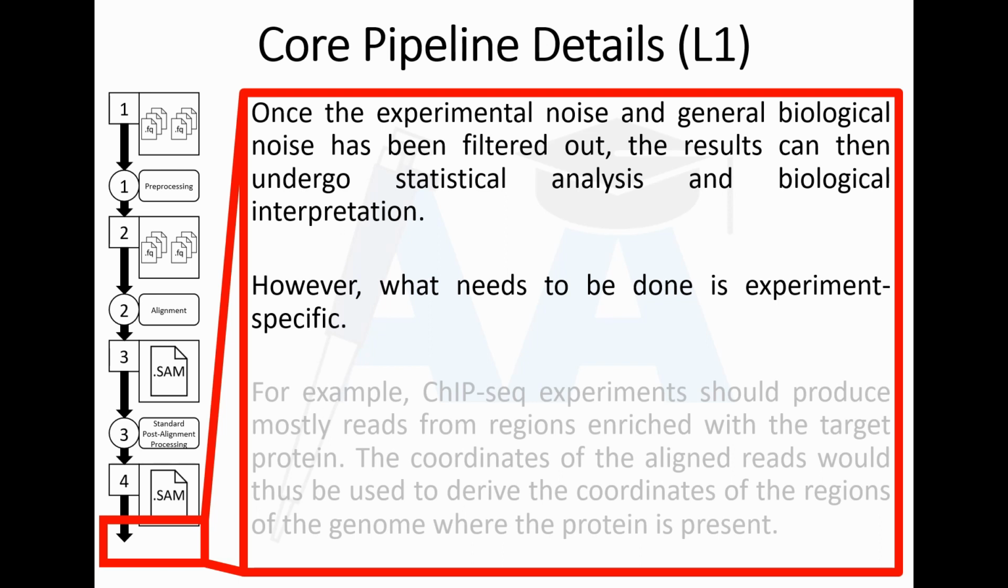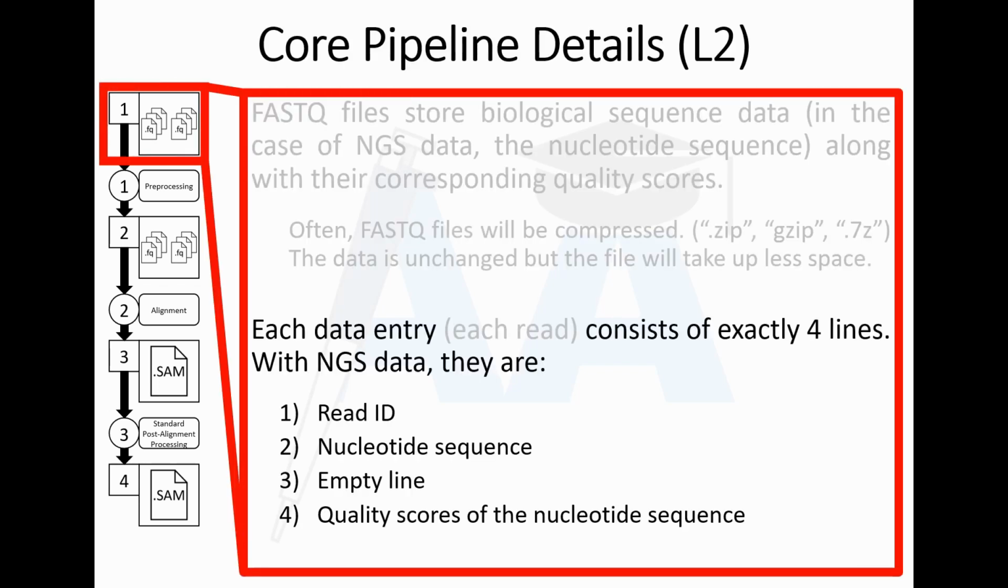But I digress. Now that we have gone over the whole pipeline in the first level of detail, let's dig a little deeper. We will begin with the FASTQ file format. As previously stated, FASTQ files store biological sequence data, with each entry consisting of exactly 4 lines: the read ID, the nucleotide sequence, any relevant line, and the quality scores of the nucleotide sequence.